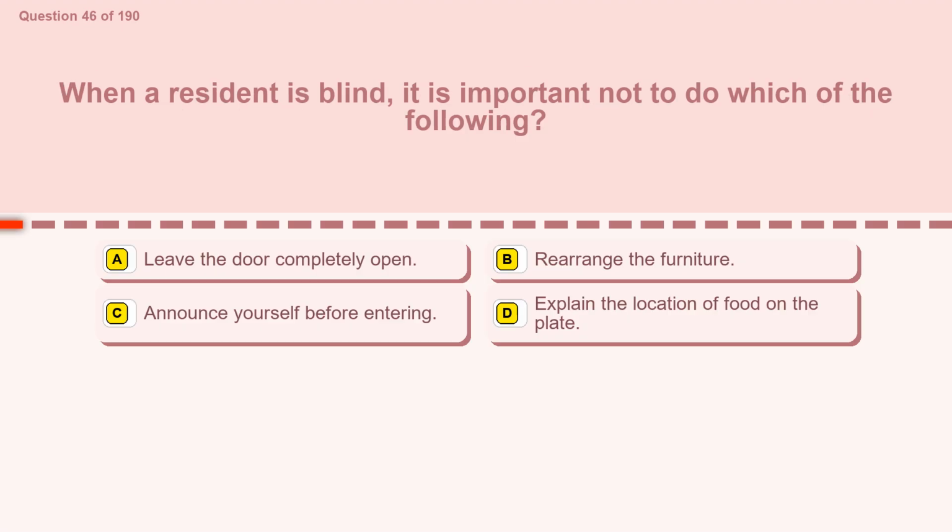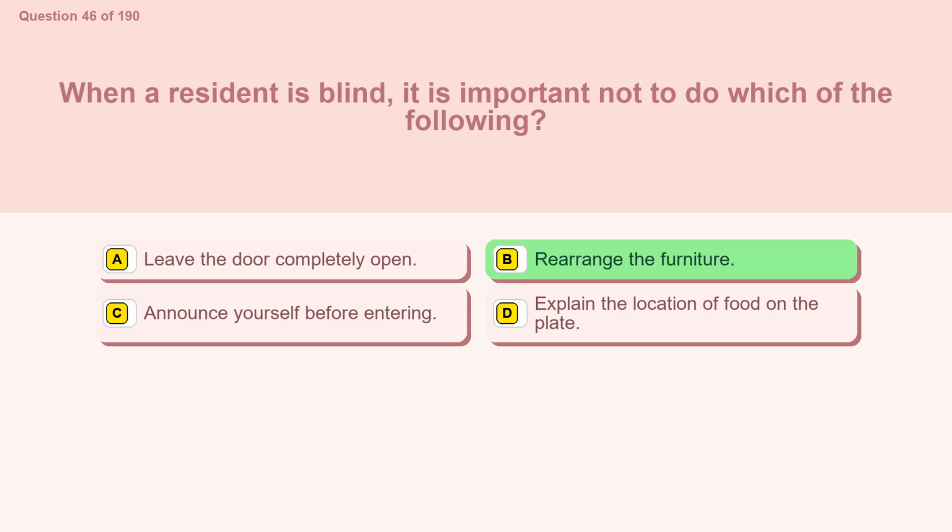Question 46. When a resident is blind, it is important not to do which of the following? Option A, leave the door completely open. Option B, rearrange the furniture. Option C, announce yourself before entering. Option D, explain the location of food on the plate.